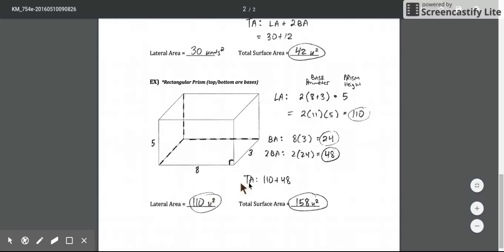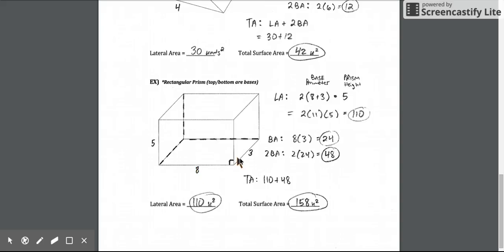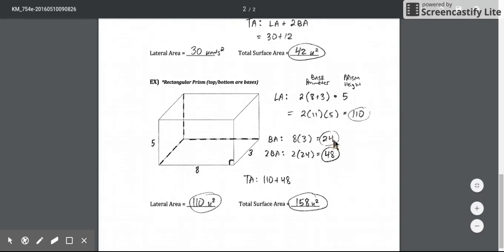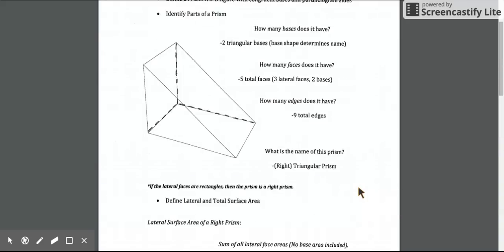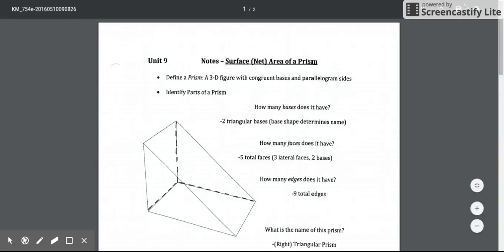All we have to do to find the total area is add in the areas of the top and bottom shapes. Well, the area of the bottom is 8 times 3, which is 24. Since there are 2 of them that are the same size, we could double that. So 2 base areas are 48. Combine that with our lateral area to get the total area, and we get 158 square units. So there's the surface area of right prisms, triangular and rectangular specifically.